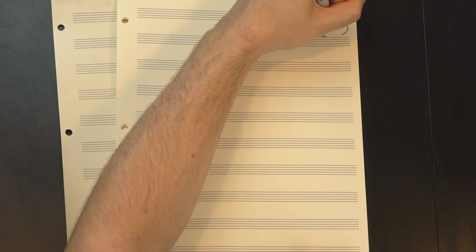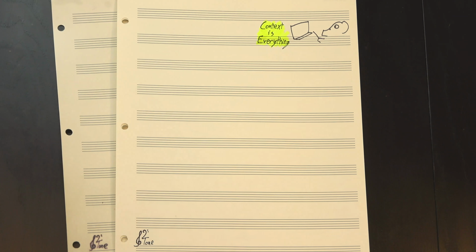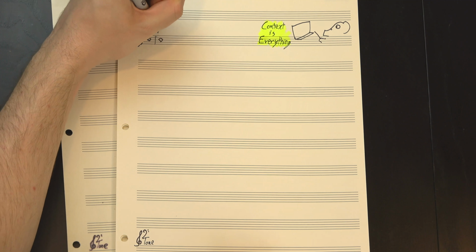This brings us to the central lesson of this whole video. Context is everything. We said Don't Stop Believin' was in E major, but what happens if they suddenly play a G major triad?